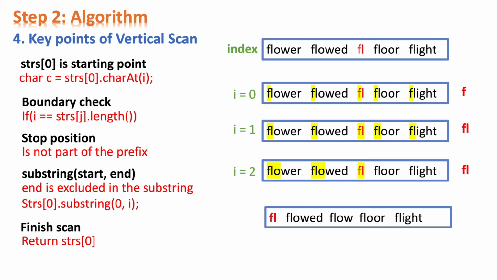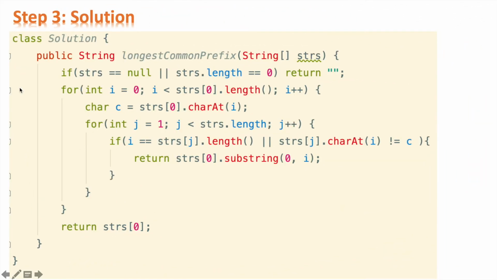Now that we take care of all the key points, let's look at the code. First, we check if the array is null or empty. If it is, we just return an empty string. Then we use a for loop to traverse each character of the first string. We use string 0.charAt(I) to get a character. And then we use the second for loop to compare with the following strings. Please note J starts with 1 because we use string 0 as the baseline.